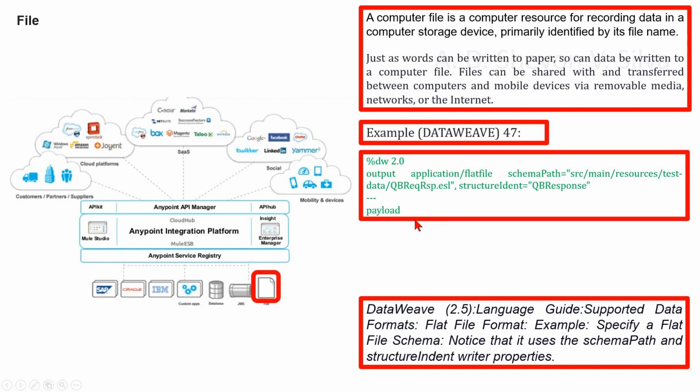Here the example specifies a flat file schema, in Flat File format in Supported Data Formats in DataWeave 2.5. This example shows the DataWeave script that outputs the data in a flat file format. It uses the schemaPath and the structureIdent writer properties.